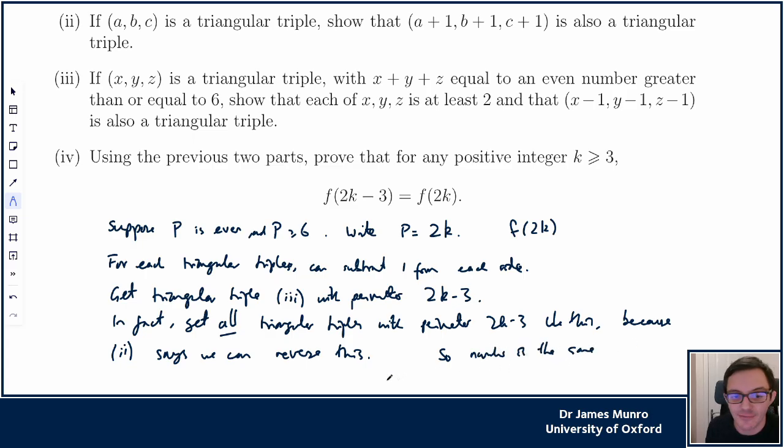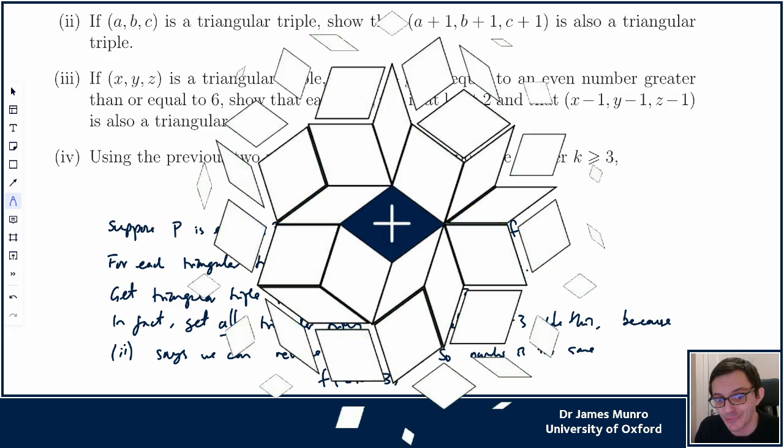And the number is f of 2k minus 3 for the small ones, and it's f of 2k for the big ones. And for each of these, there's one of those. For each of those, there's one of these. They match up. The functions are equal.